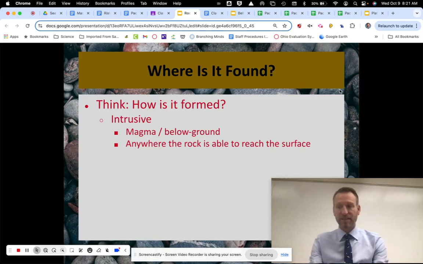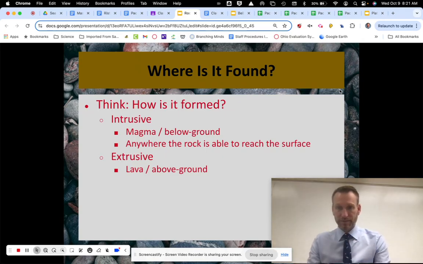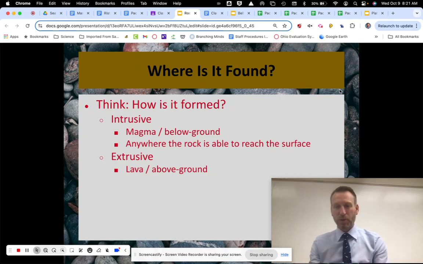Not the case for extrusive. Remember, extrusive forms above the ground with lava. So you're writing above the ground. And hopefully that is telling you, wait a minute, if there's lava above the ground, there need to be volcanoes around for there to be extrusive igneous rocks. And you would be correct. We're only going to find these rocks where there are volcanoes that are still active and still erupting every now and then, or that are not active anymore, but used to be. And so they formed these extrusive igneous rocks.